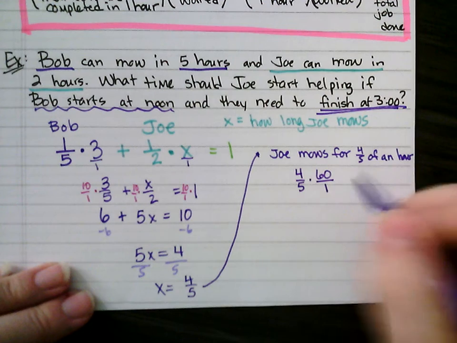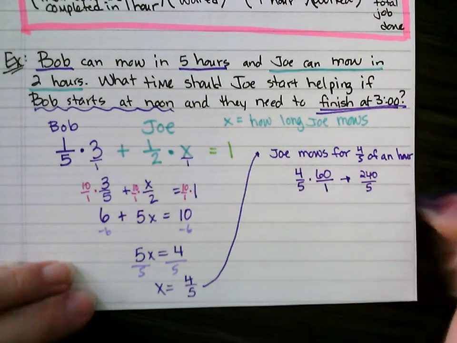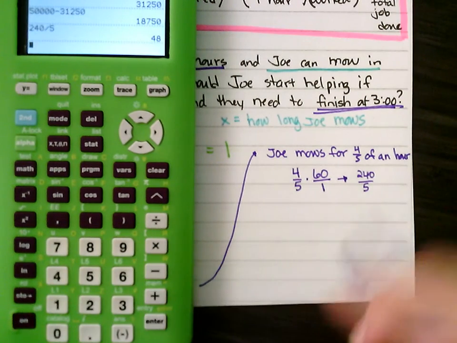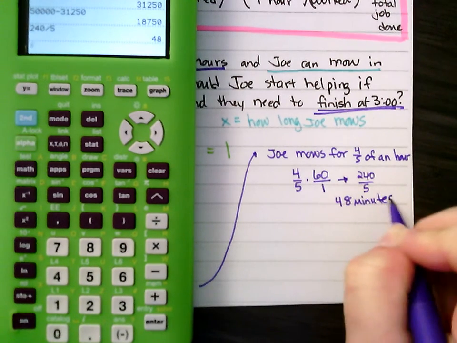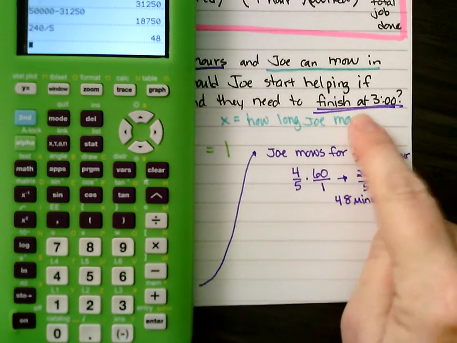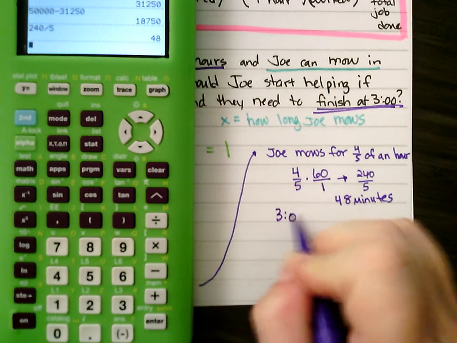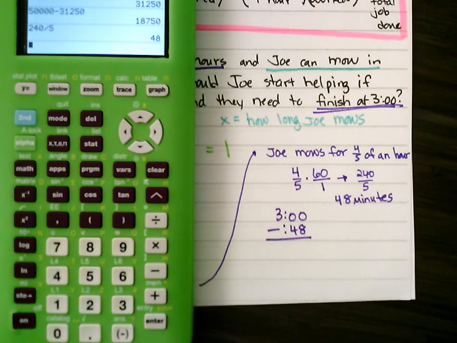And that's going to give us 240 divided by 5. 240 divided by 5 is 48 minutes. So Joe needs to mow for 48 minutes. Remember that they need to finish at 3 o'clock. So if we take our 3 o'clock and we subtract 48 minutes, that's going to tell us Joe's starting time.